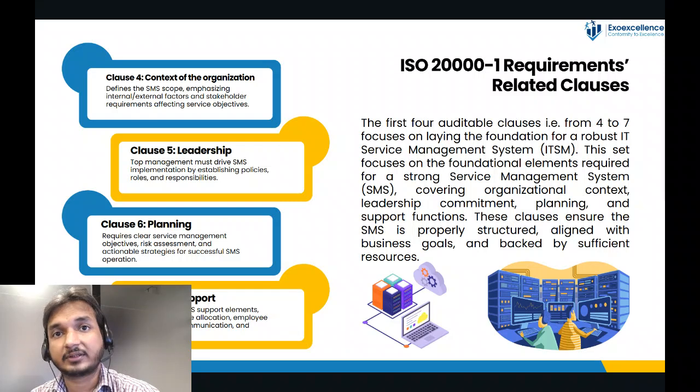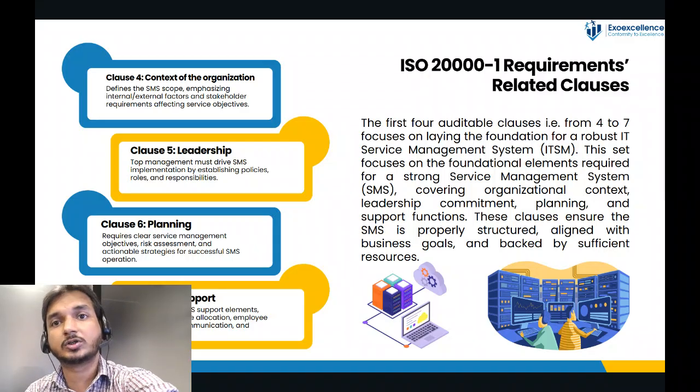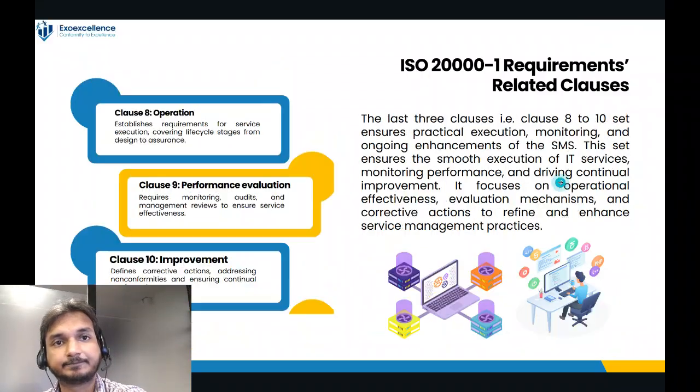They need to have the documentation and communication mechanisms that need to be structured and accessible for effective service management. So these are the foundational requirements. Now let's explore clause 8 to 10 in the next slide.